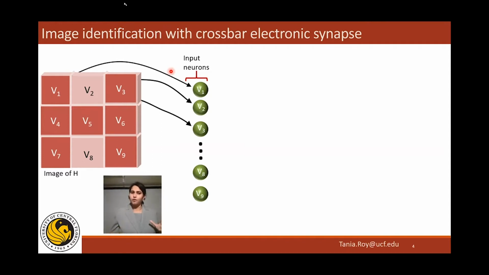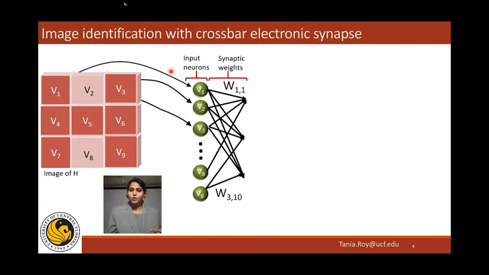They are now being given input values depending on the voltages. Now these will connect to the outputs by means of synaptic weights. So there's something called weights. Electrically, these are conductance values. So we have these weights connecting them. As you can see, all the neurons are connected to the next layer with these weights.